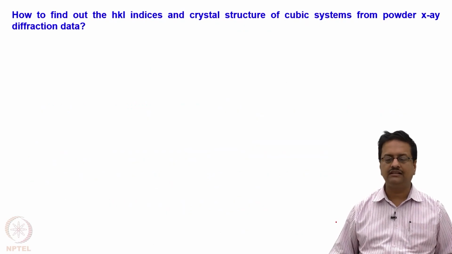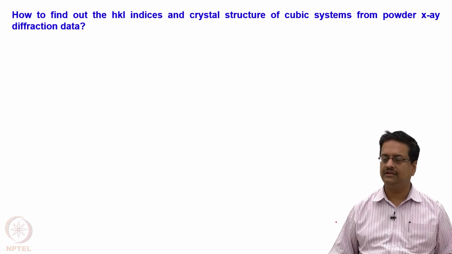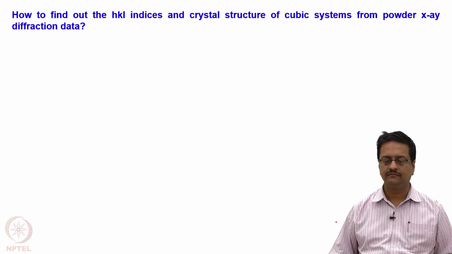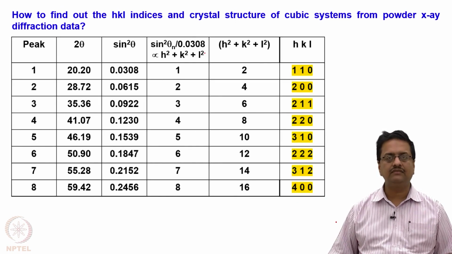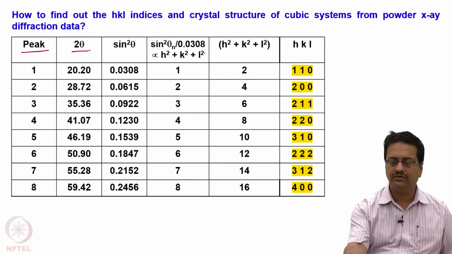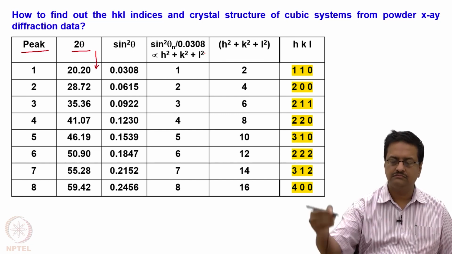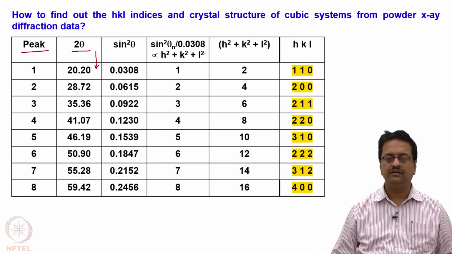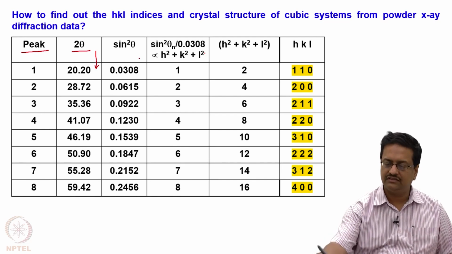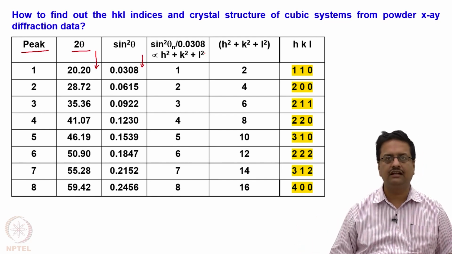Let us see with one example how to find out the HKL indices and crystal structure of a cubic system from powder X-ray diffraction data. To start with, what we have is a set of peaks and the corresponding 2 theta values as listed in column 1 and 2. Now we calculate the corresponding sine square theta values for each of those peaks and write it down.